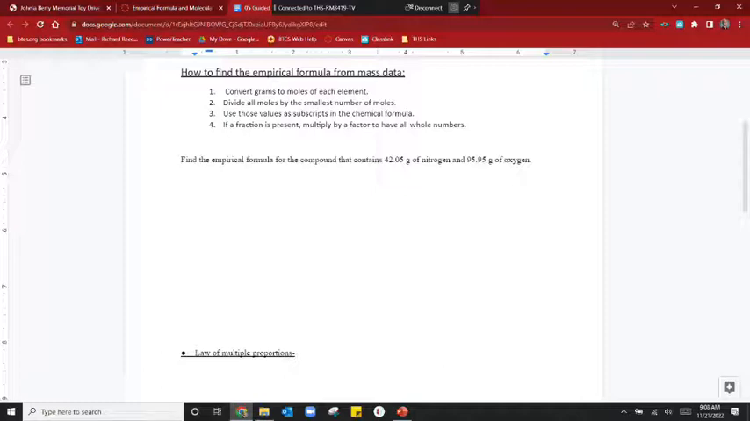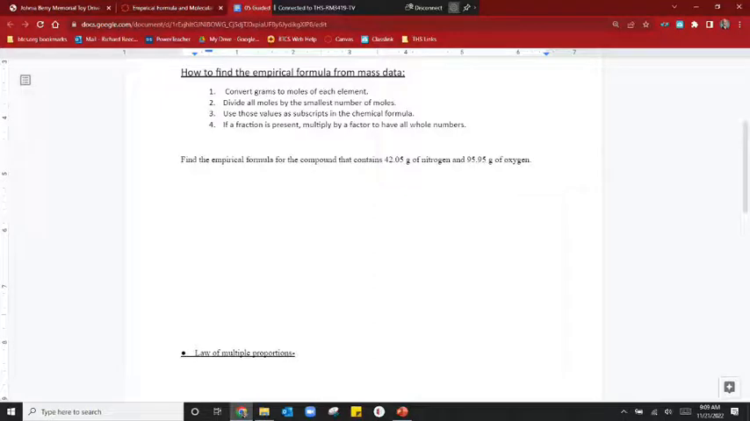So step 1 is going to be to convert grams to moles of each element. Step 2, divide all moles by the smallest number. And then step 3, use those values of subscripts in the chemical formula. Most of the time, you're done by that. Step 4 says if a fraction is present, you might have to multiply by a factor to have whole number ratios. But most of the time, they're going to start off with whole numbers in the first place.